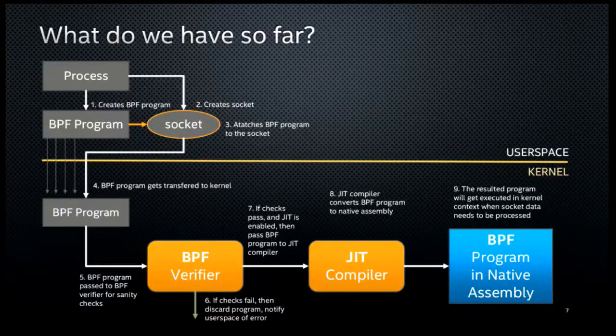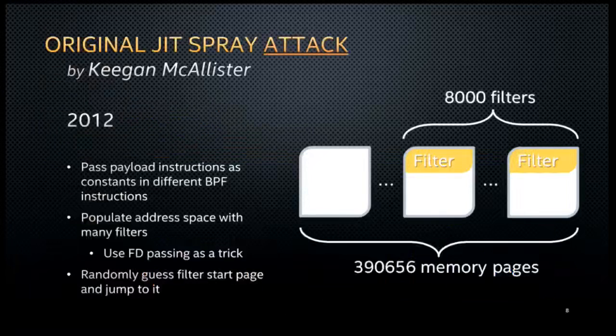As a result of this code, this program will get copied to the kernel space, and it will first go through the verifier to do the checks. And if it doesn't pass the check, the program is discarded. User space gets an error saying it didn't work. But if everything works and the verifier approves the program, when the JIT compiler is enabled, it will go to the JIT compiler, which will convert this program and produce the assembly version of the program. And this is what's going to be executed every time the data passes through the socket. So pretty simple, has been working for ages.